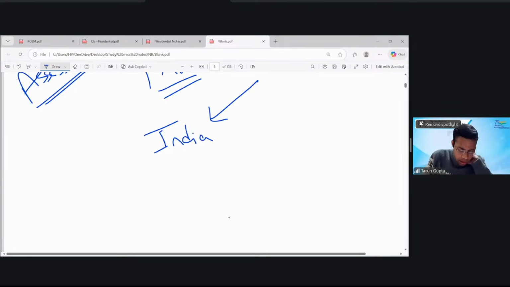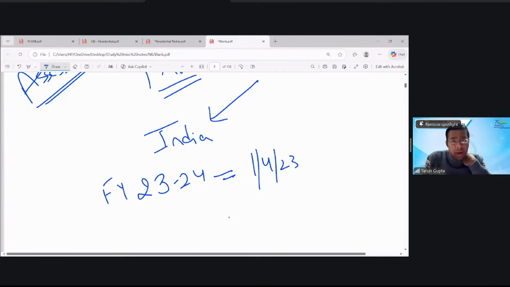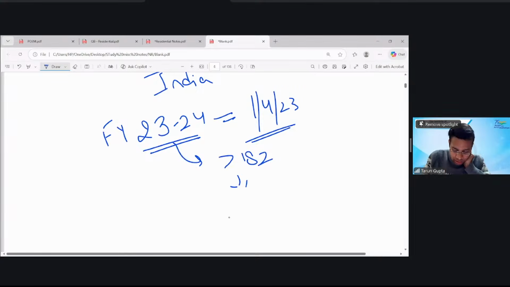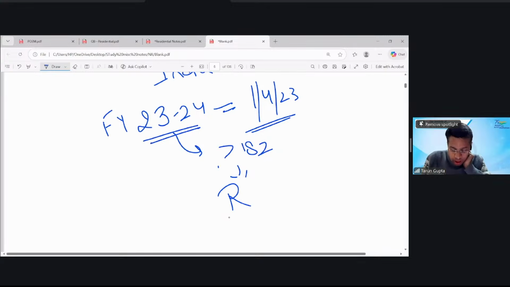Assuming for the financial year 23-24, on say 1st April 23, he comes to India permanently for settling in India. He wants to spend the remaining life in India with the family. So on 1st April 23, he permanently came back to India. Now for the financial year 23-24, he is in India for more than 182 days. So he will qualify as a resident in such year.